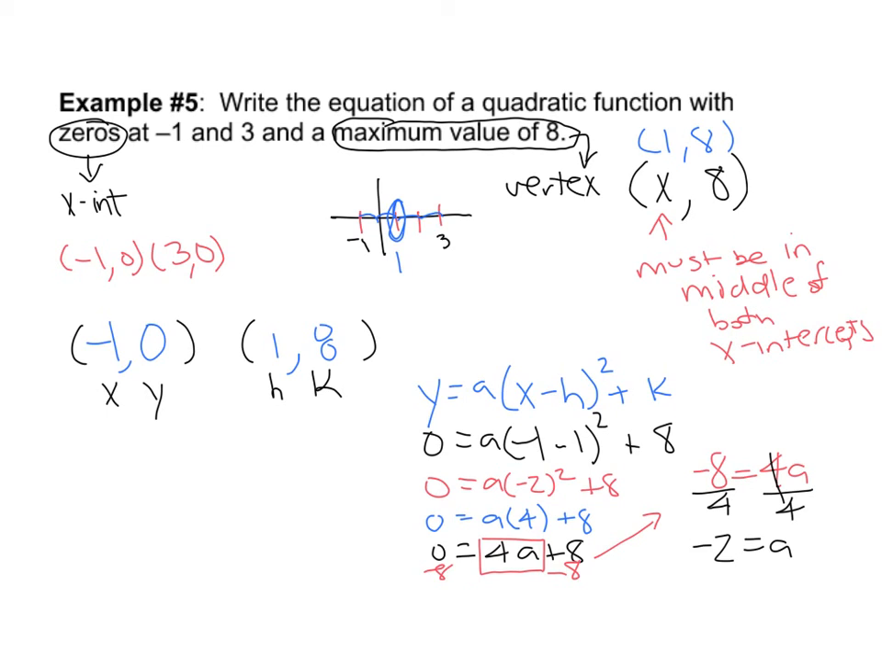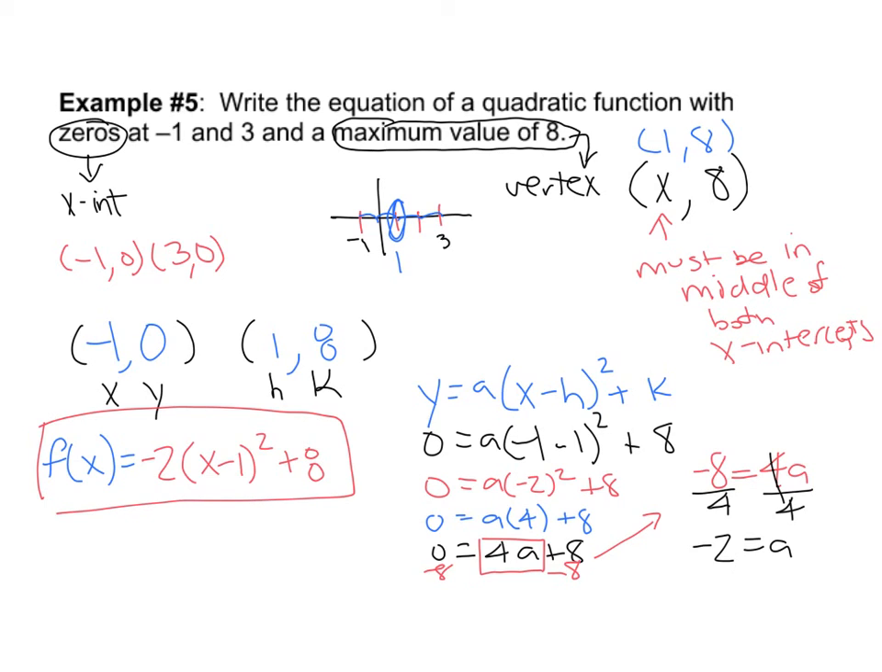Now remember, that's not completely finished because now we just have to plug it into our vertex form to have the final answer, which is going to be f of x equals a, -2, times x minus 1 squared plus 8. That would be our final answer for the equation written in vertex form. All right, awesome sauce.